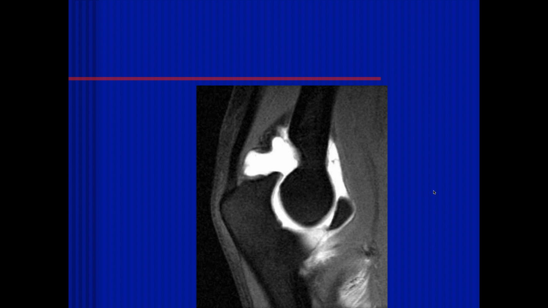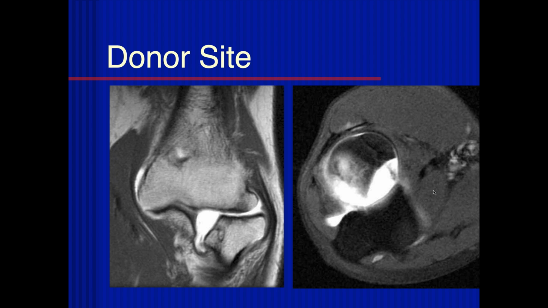So here I can also see a low signal intensity fragment along the anterior joint space. I'm concerned this could be another loose body. Yeah, so that's another loose body. Same patient.